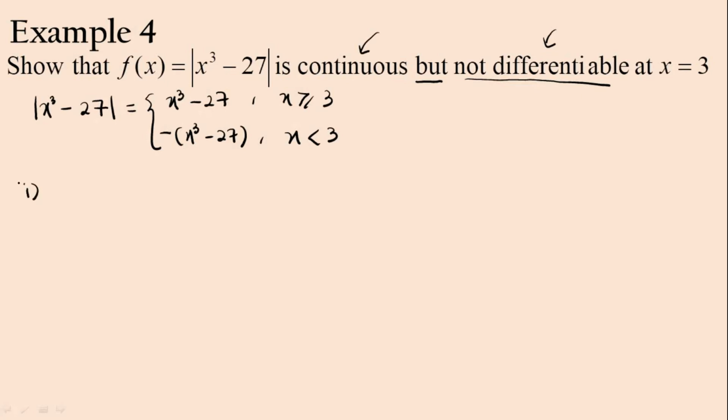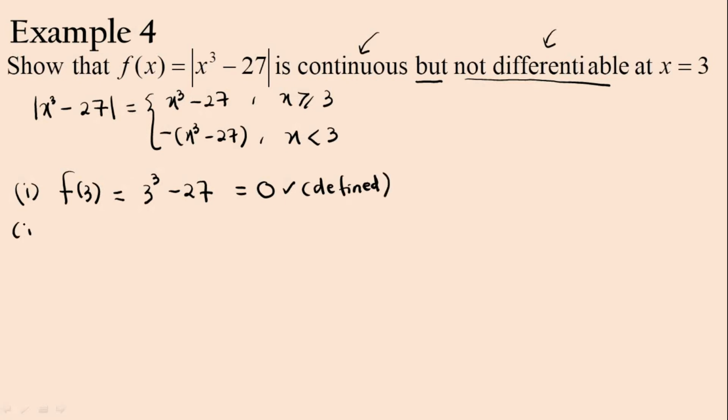So our first test is to check whether f(3) is defined. Here, if we find f(3), we will get 3 cubed minus 27, and you will get 0 as your final answer. So we have a defined value here. So we pass the first test.